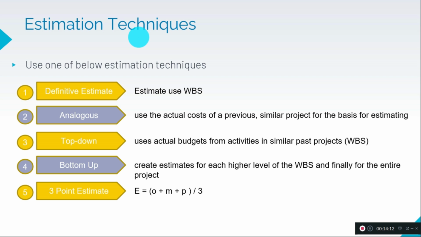Like when we are doing a similar project in the organization for the same customer, we can use this technique actually. The third one is top down, which uses actual budget from activities in similar past projects. So we need to take the similar project which we ran in the same organization, take that breakdown structure, and from that we get the cost actually.